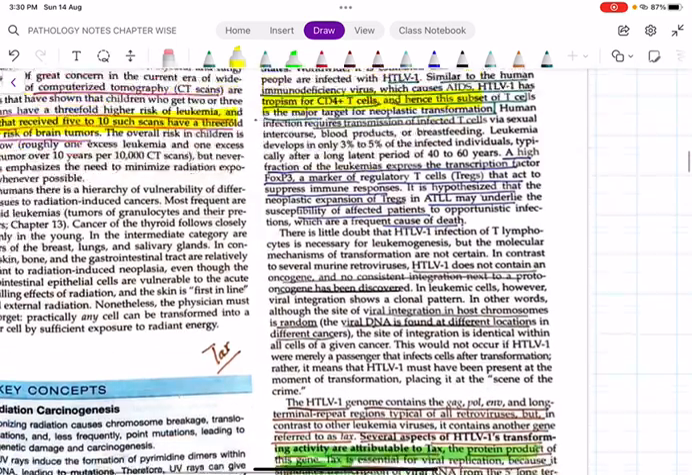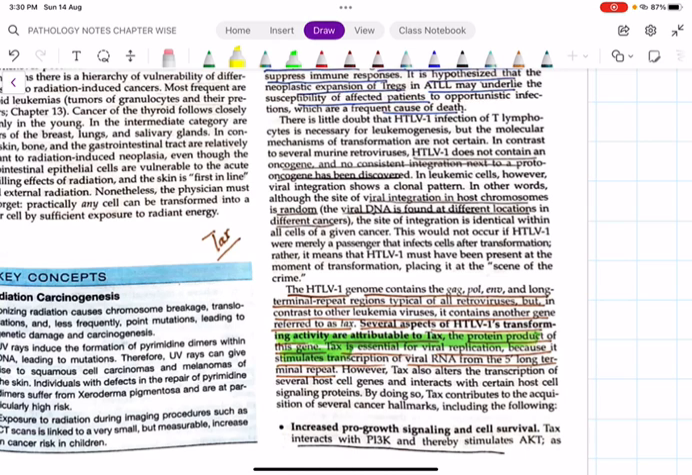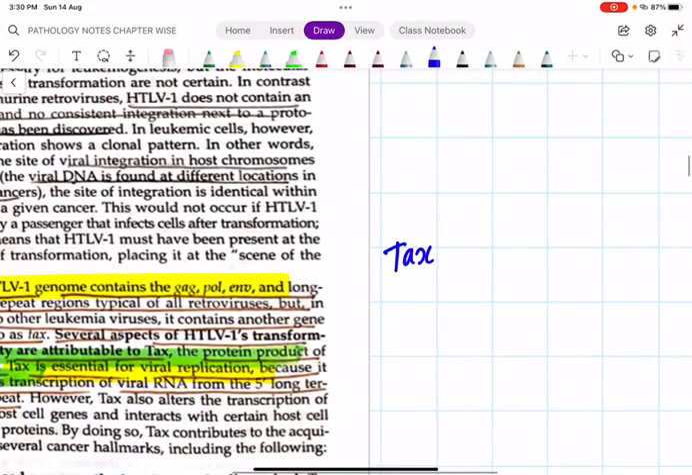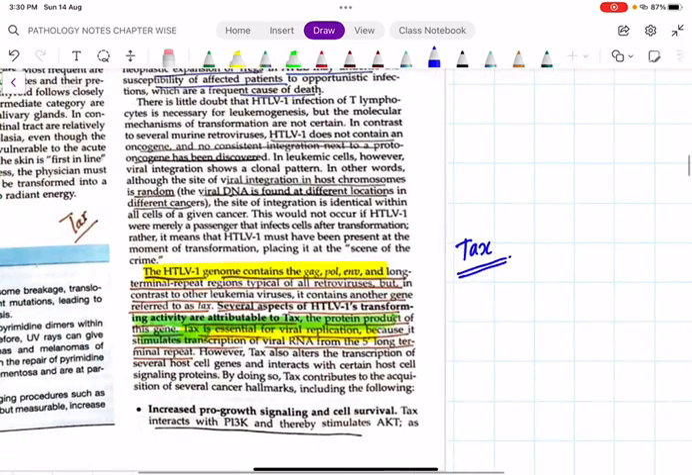Remember, this HTLV-1 genome has some polymerase enzyme genes called gag, pol, and env. These three are the same genes that we encounter in HIV also. And out of that, TAX is essential for viral replication. What is the name of the protein, children? The name of the protein is TAX. It is this TAX protein which causes abnormal cellular proliferation.